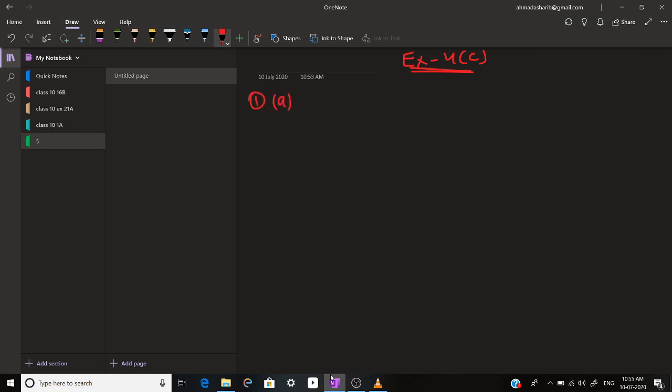First question part A says 1 upon 5 multiply by 1 upon 4. So students, what we have to do, we just have to multiply the numerator with the numerator and the denominator with the denominator. Okay, that's it. So we'll multiply 1 by 1 and 5 by 4. Okay, so 1 ones are 1 and 5 fours are 20. This is the answer. Is it simple?